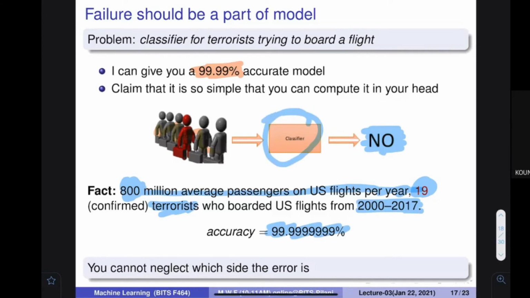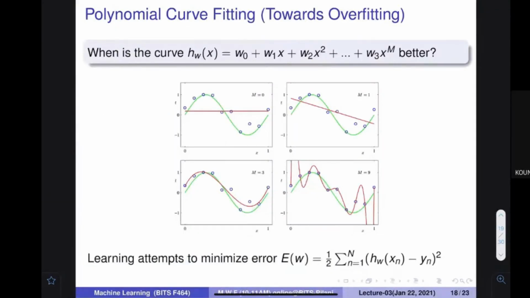The answer is no. You cannot neglect which side the error is. So a very important part is this: whenever you are developing a system, sometimes it may look like your system has a very high accuracy, but you should know the places where my system is going to make the error. What is that place? That is also important.